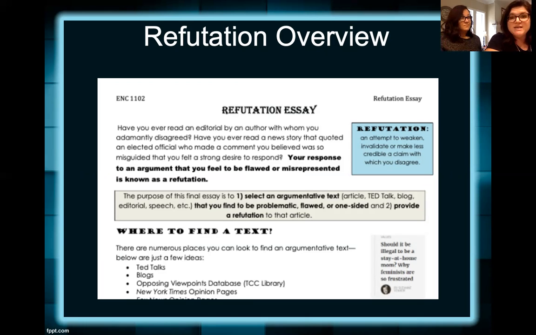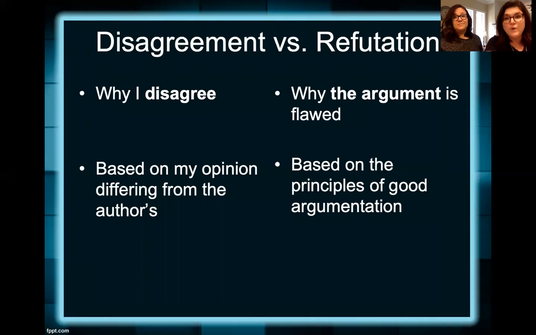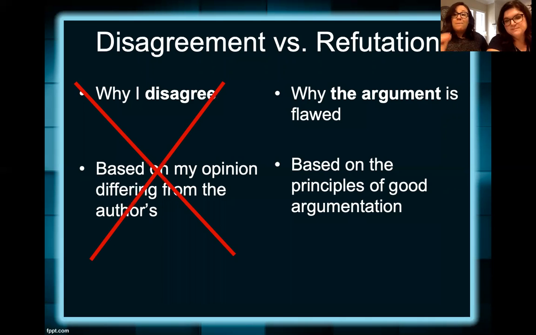So, when we say refutation, we're talking about an attempt to weaken or make less credible a claim with which you disagree. So you are going to find an article you disagree with, but just like paper one, you are not focused on the content. You are focused on how the speaker makes a weak argument. Right. So it is not about disagreement. It's not why you disagree with the topic. It's not based on your opinion. It's why the argument itself is flawed, based on the principles of good argumentation.